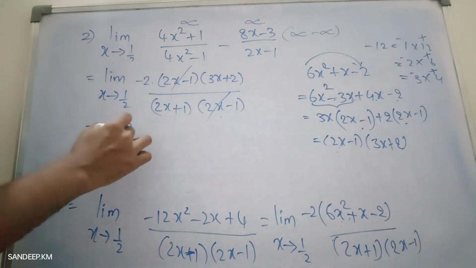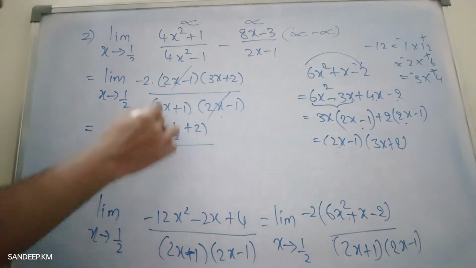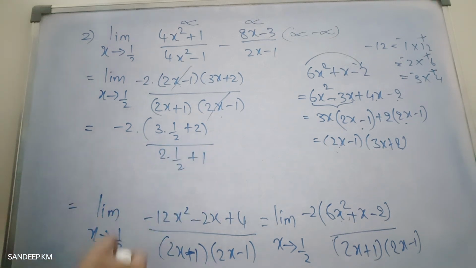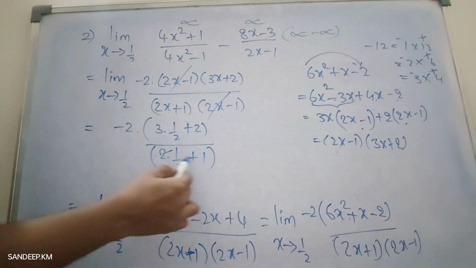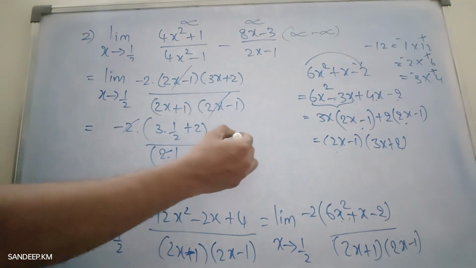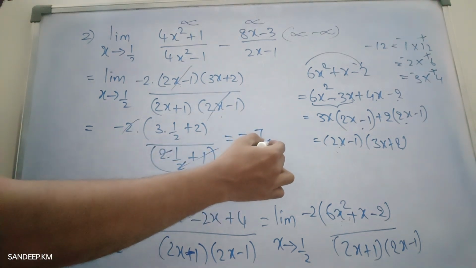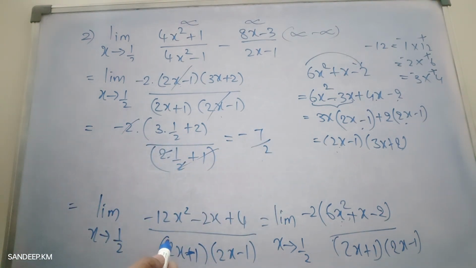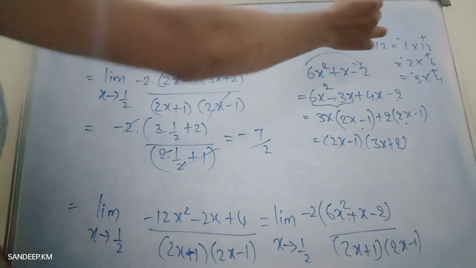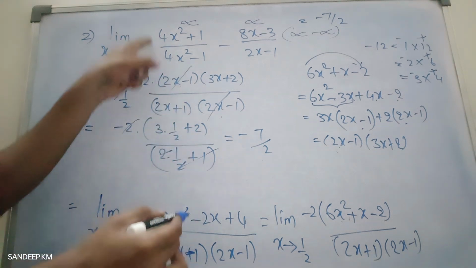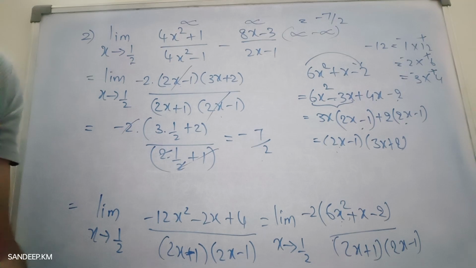What is it? Minus 2 into 3 times 1 by 2 plus 2 whole divided by 2 times 1 by 2 plus 1. So what is it, dear students? The denominator will be, okay, 2 cancels, 1 plus 1 is 2, 2 and 2 will get cancelled, you will get minus 3 by 2 plus 2 will be 7 by 2. The answer is minus 7 by 2. So I hope you understood this question. So when x approaches 1 by 2, this entire function's value will approach minus 7 by 2. Okay, we'll go with next question.